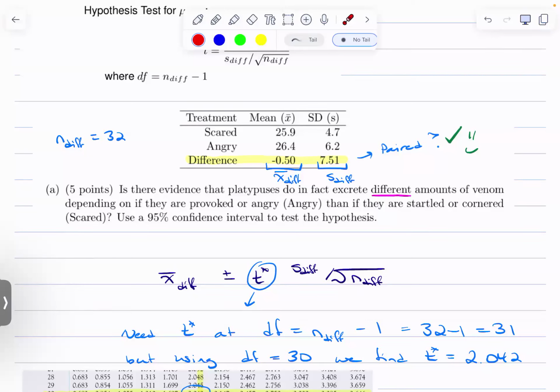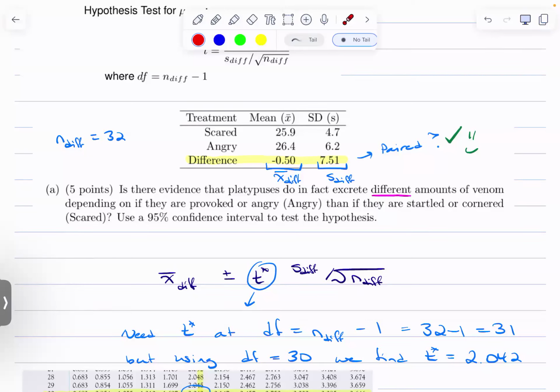That's just your run-of-the-mill confidence interval, right? And then I've tacked on a little bit extra where we're going to check a hypothesis using this interval. Is there evidence that platypuses do in fact excrete different amounts of venom? Now, if I go back to my formula sheet here, my null hypothesis for paired data is really nice. This is always the null hypothesis, mu diff equals 0.